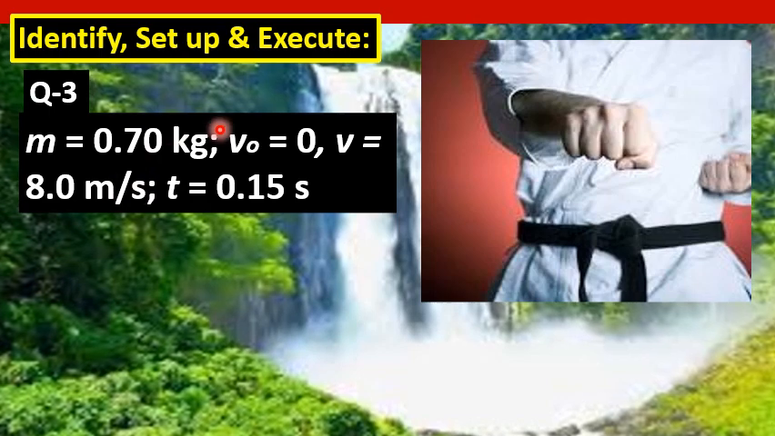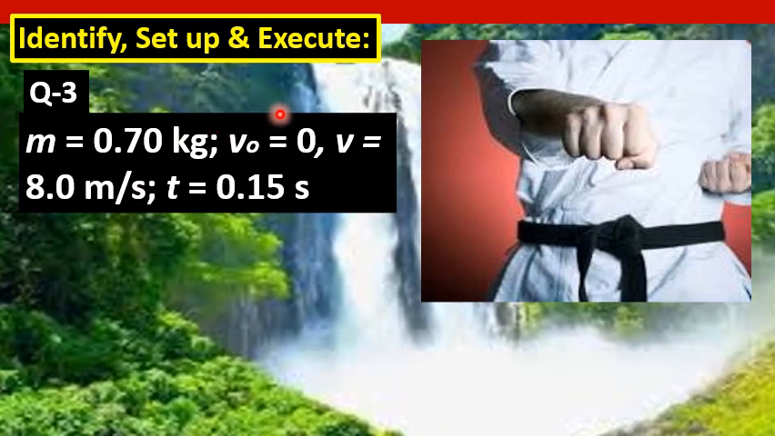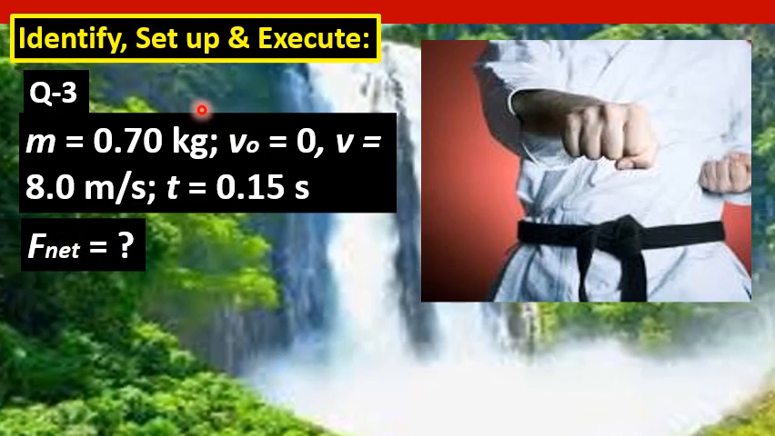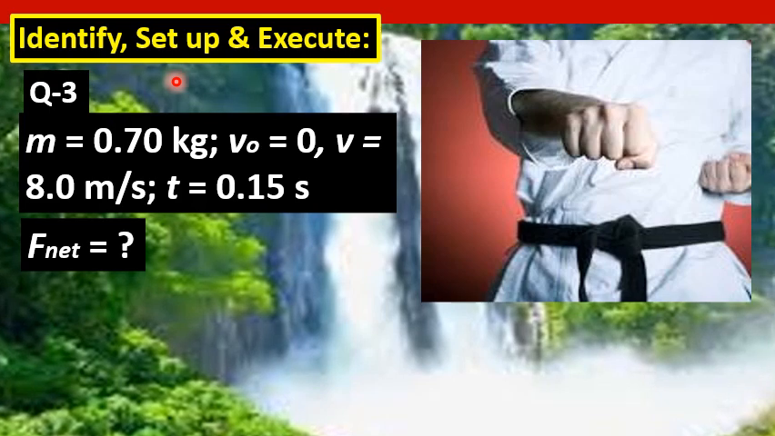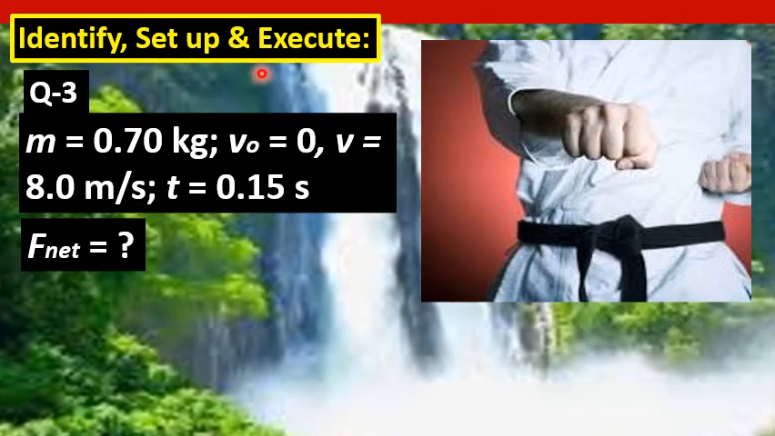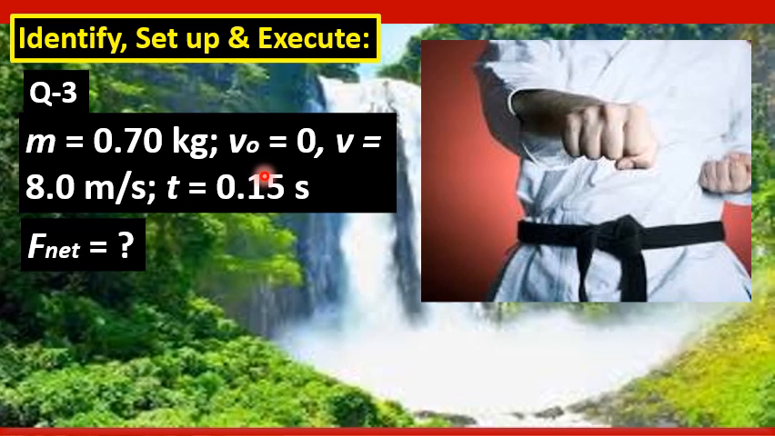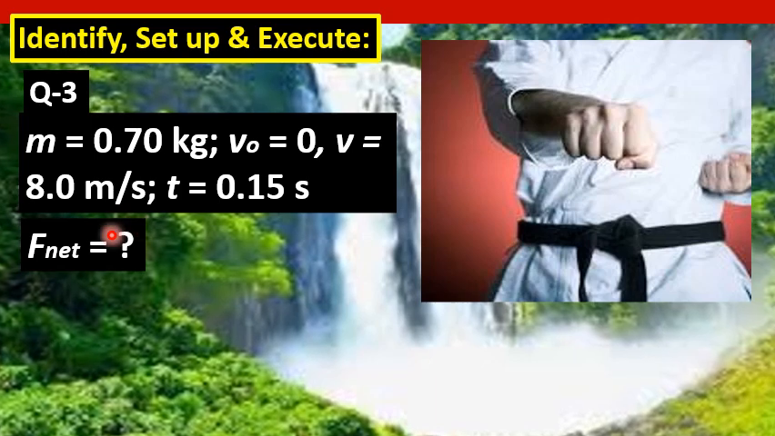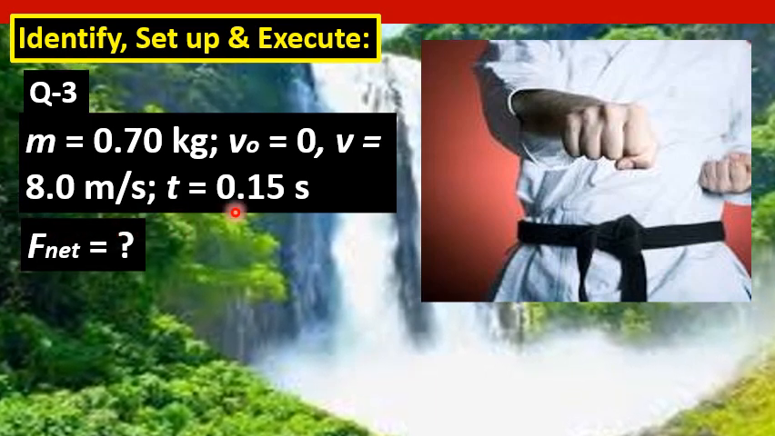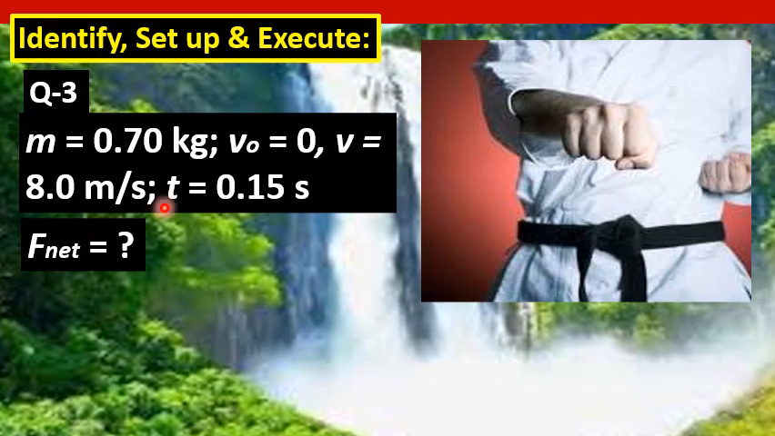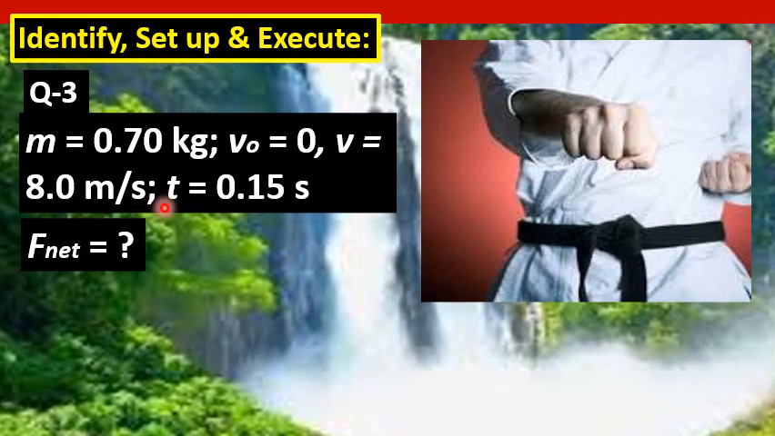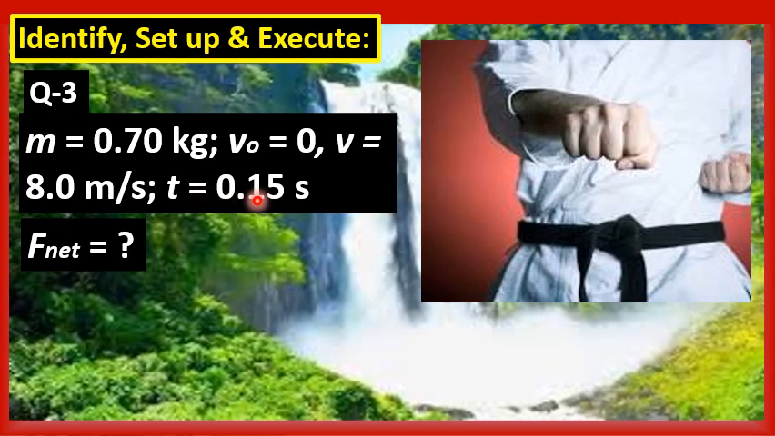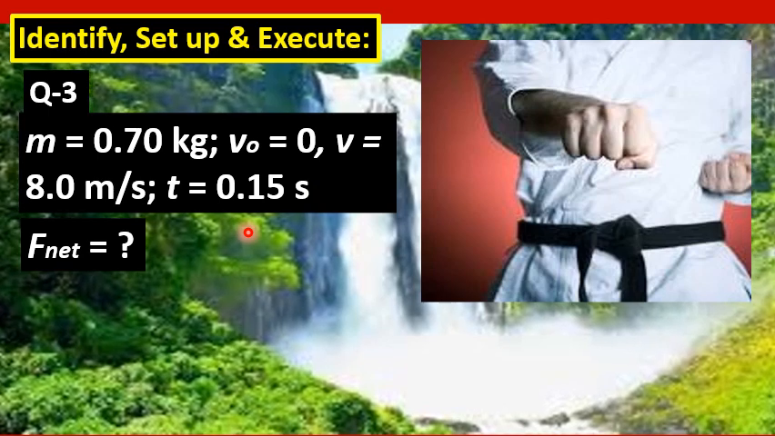Last but not the least, we have the following given data for our last question, number 3. The mass of the karate black belter's fist is 0.70 kilogram. It is initially at rest, so v naught is equal to 0. And upon delivering a punch, it acquires a final speed v equals 8.0 meters per second. Right? In just a split of a second, that is t equals 0.15 seconds.